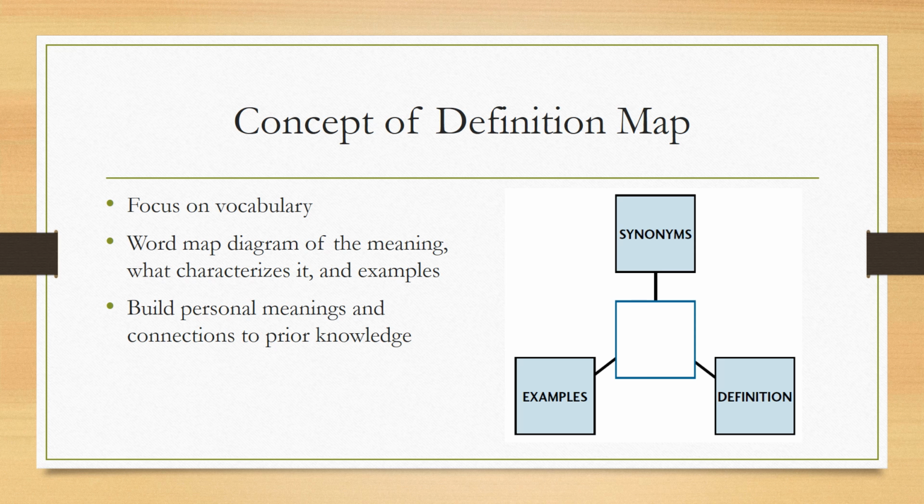Definition maps can be very useful. They are a type of graphic organizer that focuses on vocabulary terminology. Basically, you have a word in the middle, and around the word you will put things like synonyms, definitions, examples, drawings, anything that allows the student to build personal meaning and make connections with their prior knowledge.